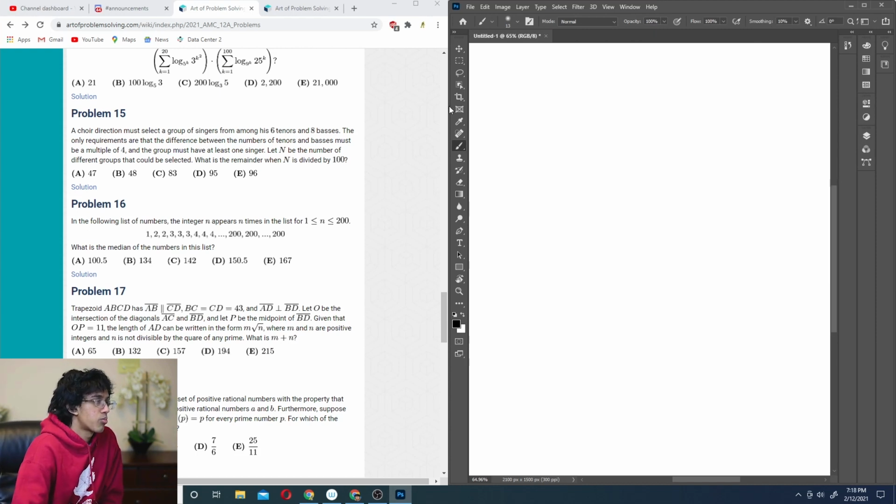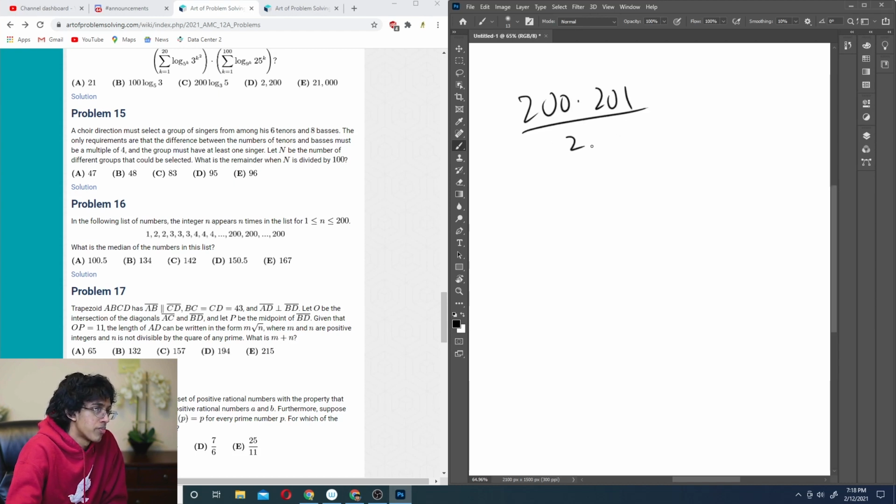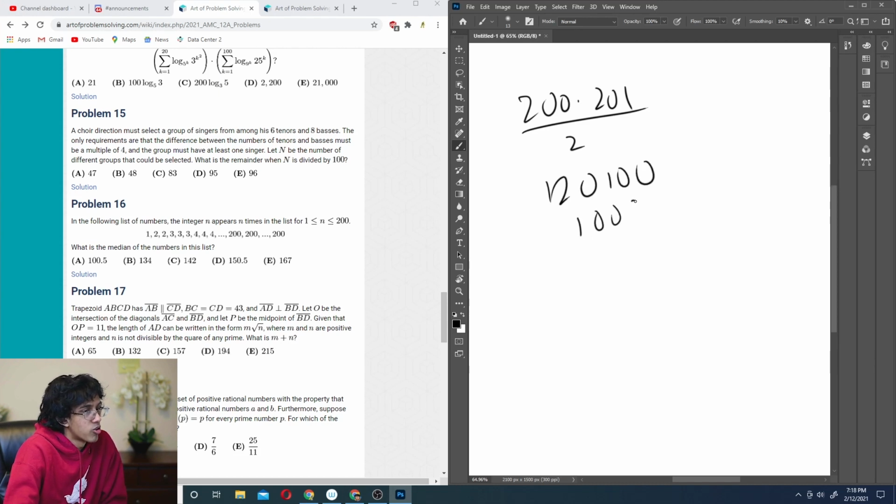Okay, in the following list of numbers, the integer n appears n times on the list for 1 is less than or equal to n is less than or equal to 200. What is the median of the numbers in this list? Okay. So, essentially, let's figure out the number of numbers in the list, which is just 200 times 201 over 2, right? So that's 20100. So essentially we want to find the 10050th number. So essentially this is equal to n times n plus 1 over 2, and we could approximately square 100, so it should be around 100, right?